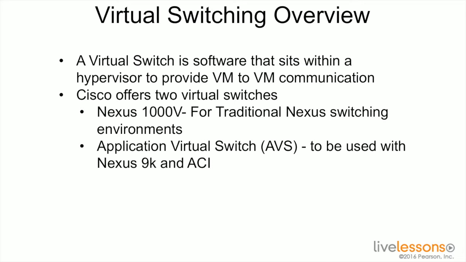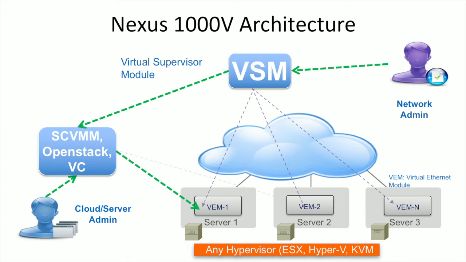Cisco offers two different virtual switches. There's the Nexus 1000V. This is designed for more traditional Nexus switching environments. And then there's the Application Virtual Switch, or AVS, and this is used with the Nexus 9K and ACI. The Nexus 1000V is built to support a number of different environments out there. So we can leverage it within Red Hat KVM, within Microsoft's Hyper-V, and also within VMware ESX.